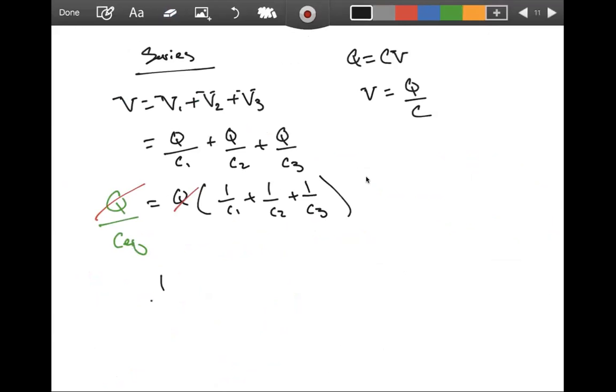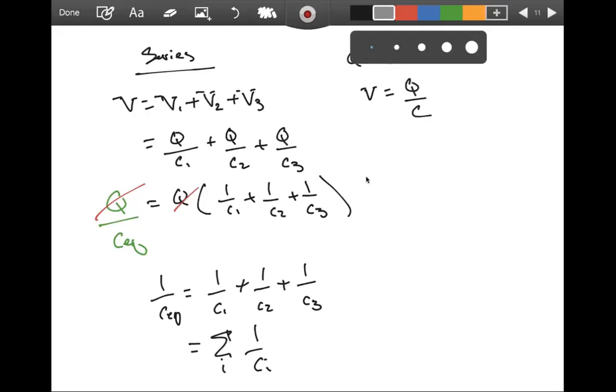So finally what I get is that 1 over CEQ is equal to 1 over C1 plus 1 over C2 plus 1 over C3, or in summation notation, the sum over i of 1 over Ci, which means that 1 over my equivalent capacitance is equal to the sum of 1 over all my capacitors. Now, geometrically, let's think about what's happening.